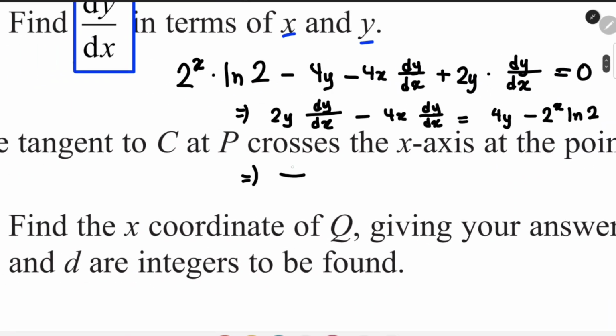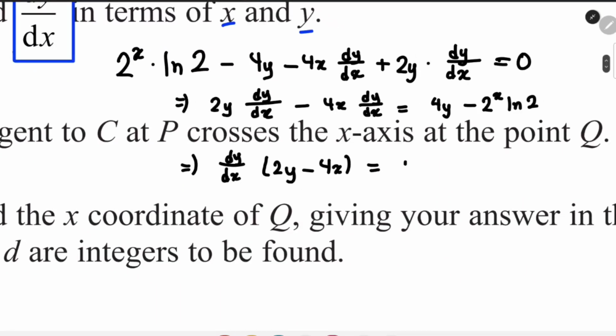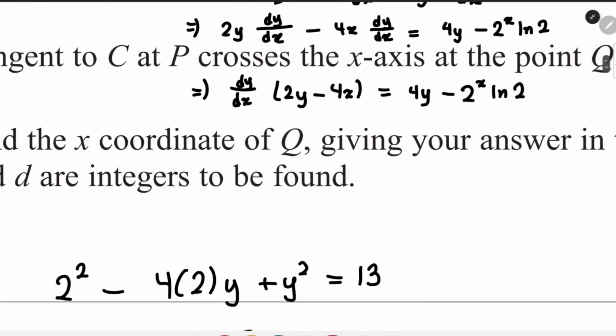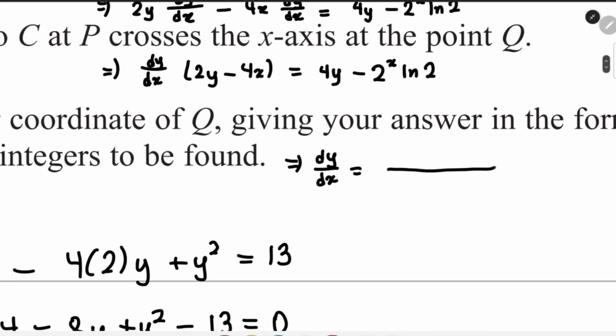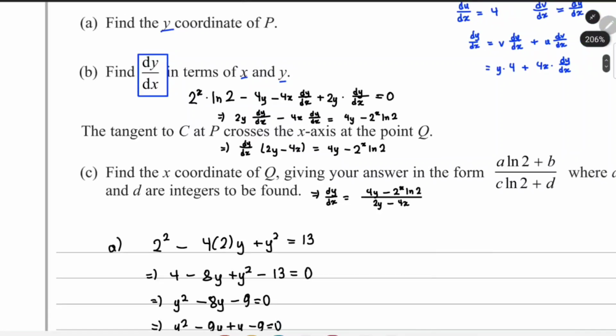Now I can take dy by dx common on the left. I get 2y minus 4x equal to 4y minus 2 to the power x ln 2. And finally I can divide both sides by 2y minus 4x. So I get dy by dx equal to 4y minus 2 to the power x ln 2 divided by 2y minus 4x. And that's the answer for part B.